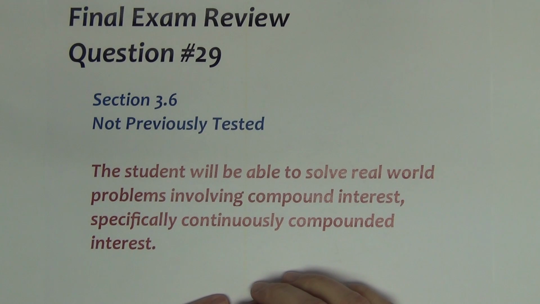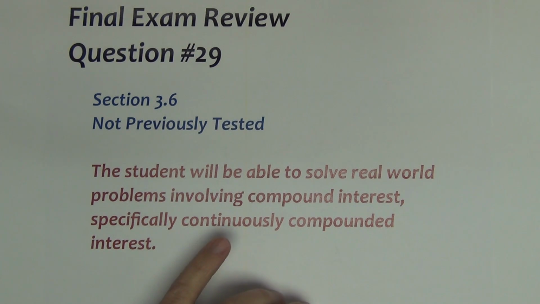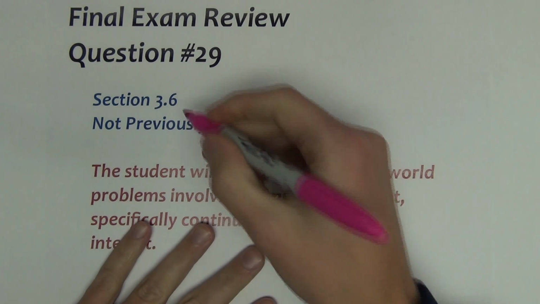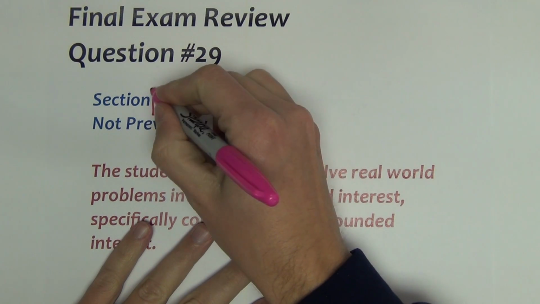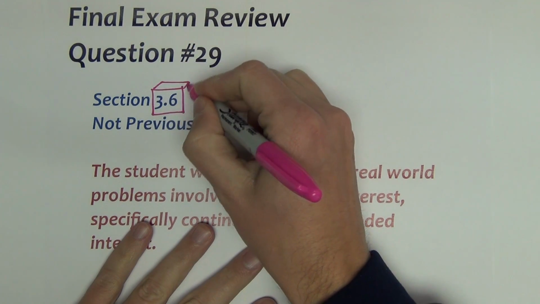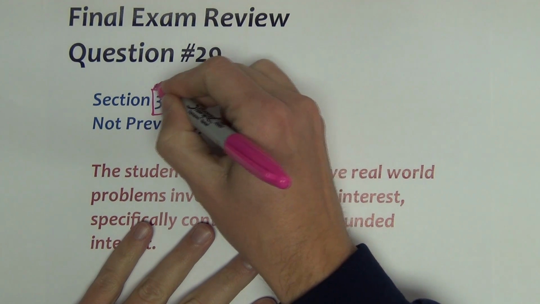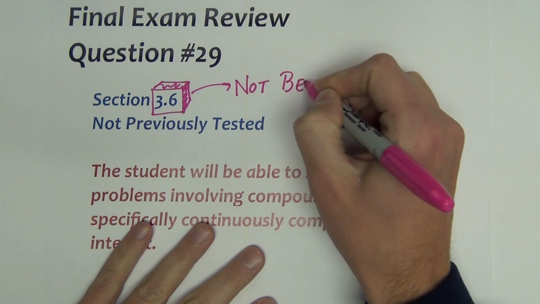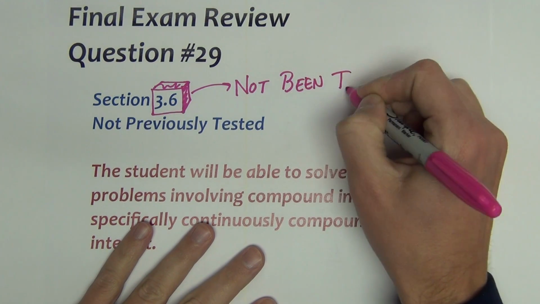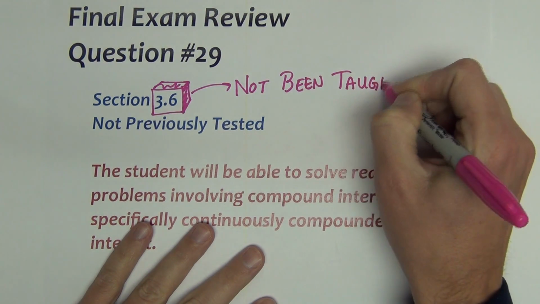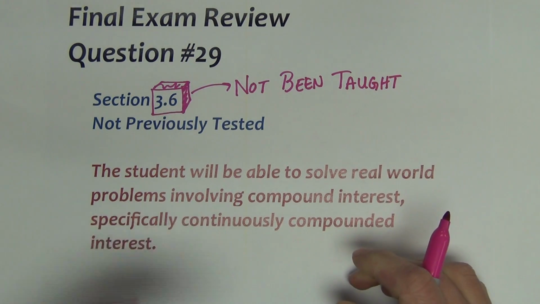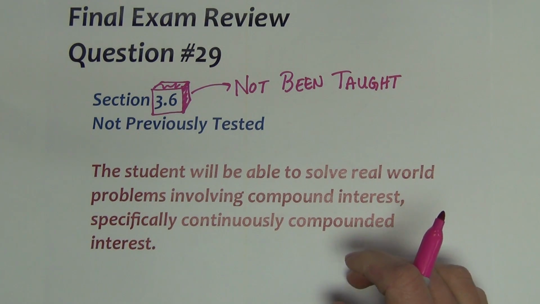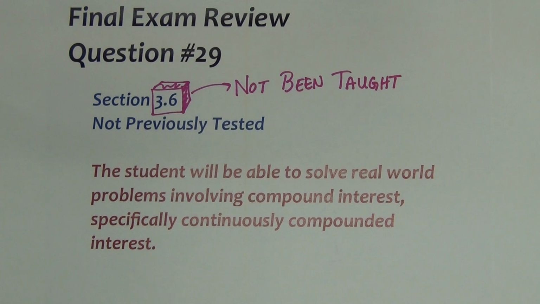Question number 29 on the final exam comes from section 3.6, and it has not previously been tested. I know what you're probably thinking. You're thinking section 3.6. Okay, 3.6. What about 3.6? It hasn't been taught yet. So not only hasn't it been tested, it hasn't been taught yet. Yet it's still going to be on the final exam.